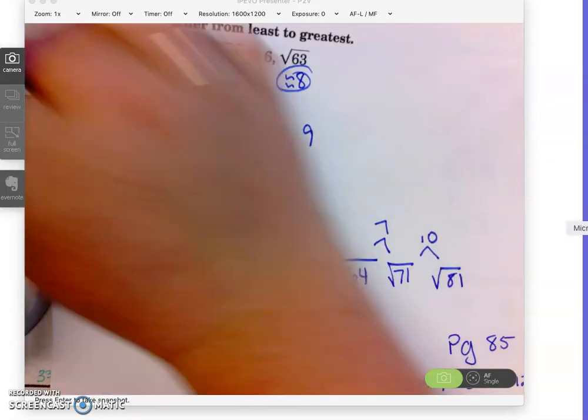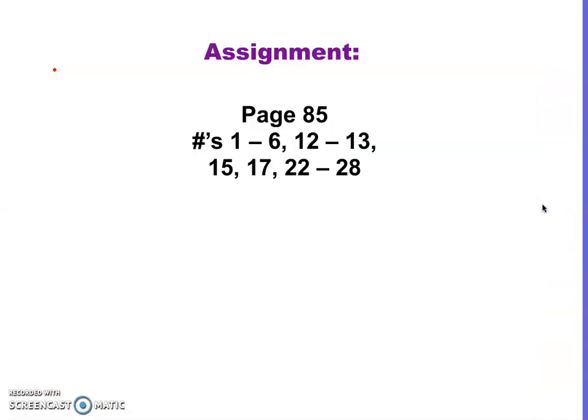Okay, your assignment. Here, make sure to do it on a separate sheet of paper.